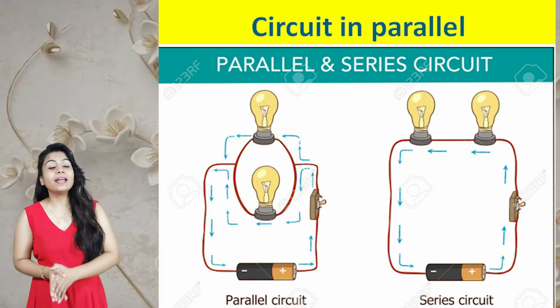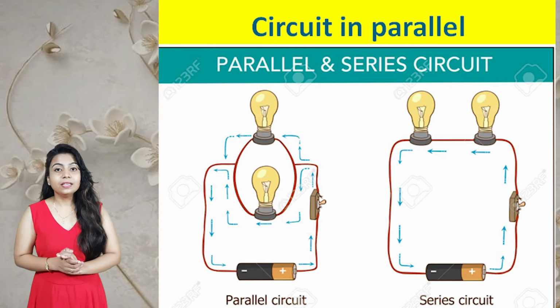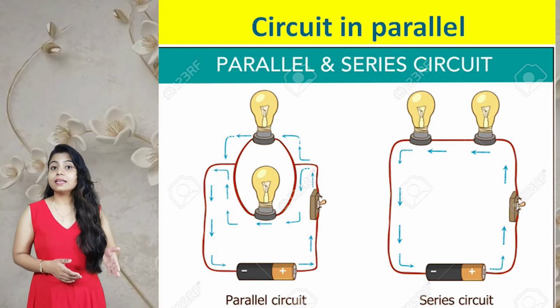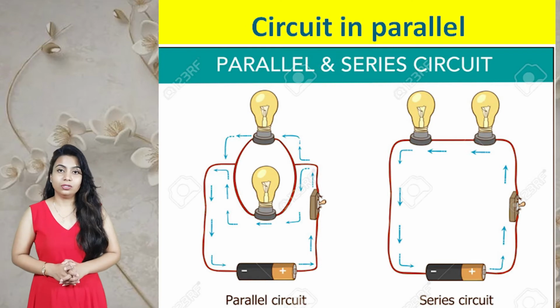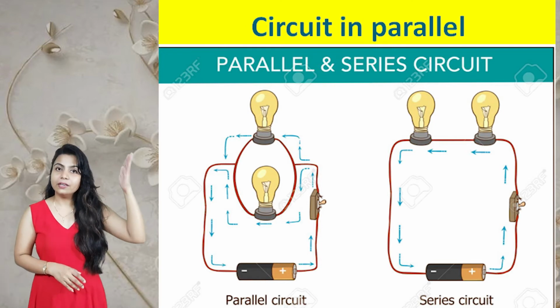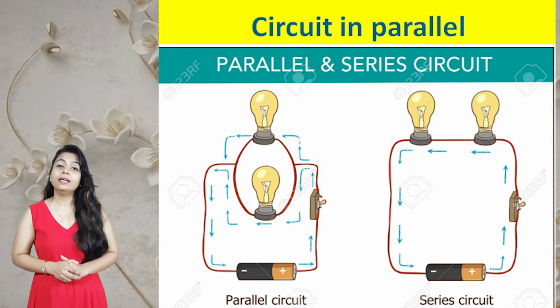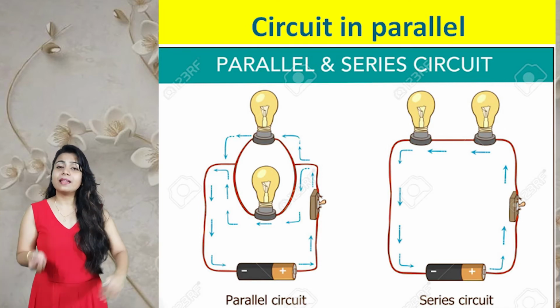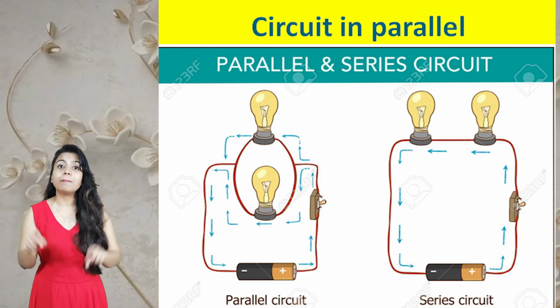Now coming to the second category, that is the parallel circuit. In a parallel circuit, actually the bulbs are connected in parallel. Means all the negative terminals are connected together and all the positive terminals are connected together in a parallel manner. If we compare this with a series circuit, it uses more wires because they are connected parallelly to each other.